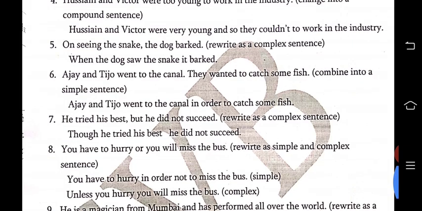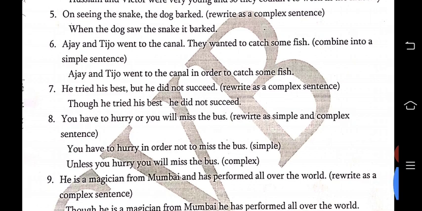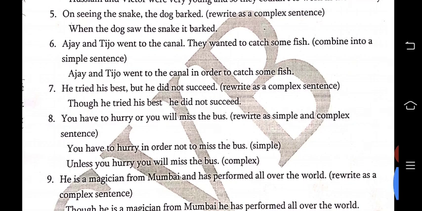Okay, and then "on" plus verb plus "ing", which we have seen in the timing session. Okay, so on seeing the snake, the dog barked. So they have written the simple sentence. We have to change it into complex. So complex means what? Subordinate conjunction we need "when", and then the subject, the dog, and then the sequence: saw the snake, it barked. That's all.